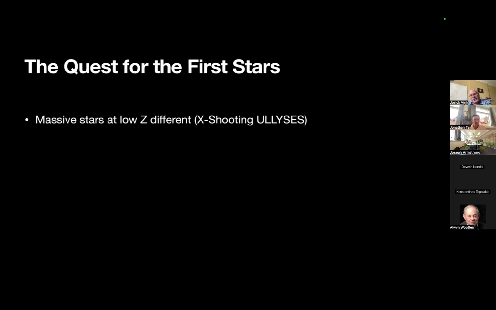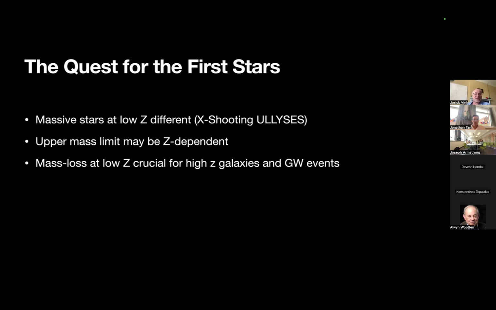So just to summarize what I've said, massive stars in low metallicity are different. That's why we are doing a big survey with VLT, the X-shooting ULLYSES survey, to understand these differences in terms of the evolutionary and wind properties of these stars. From theory, I think that the upper mass limit may be metallicity dependent, not because of the cooling effect, but because of the feedback effect from the stellar winds directly at the upper IMF. Of course, this is crucial for things like pair-instability supernovae and gravitational wave events, and small changes in the mass loss rate can make big differences in whether you get a horizontal evolution or a vertical evolution.